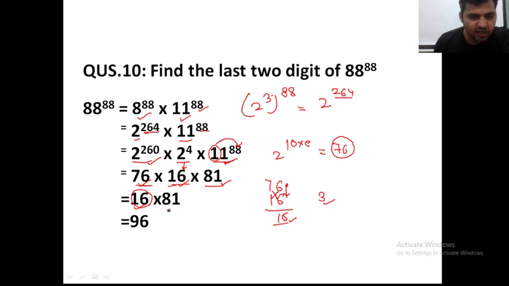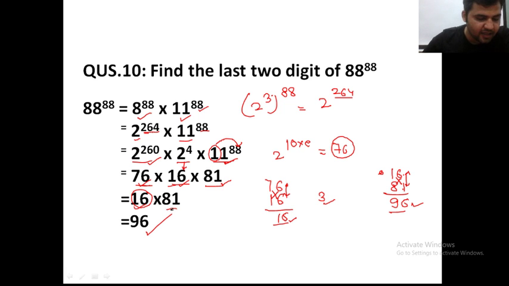Now you just have to multiply 16 with 81. When you multiply 16 with 81, again use the crisscross method. 6 into 1 is 6. Then 1 into 1 plus 8 into 6: 1 into 1 is 1, 8 into 6 is 48, 48 plus 1 is 49. So the last two digits would be 96.